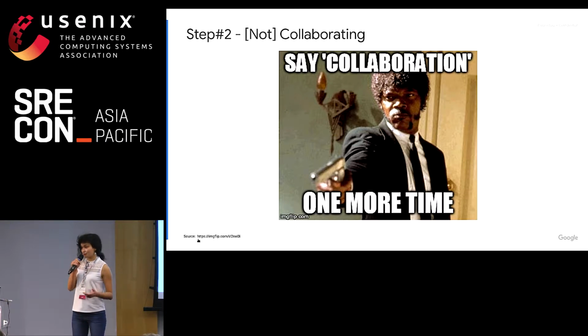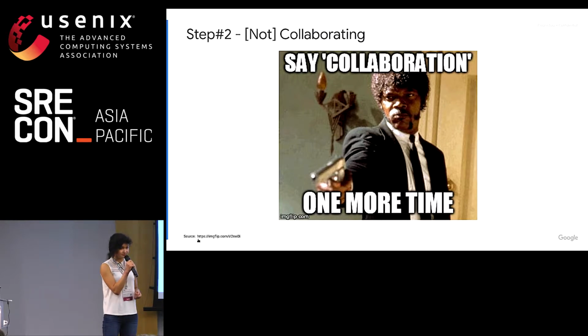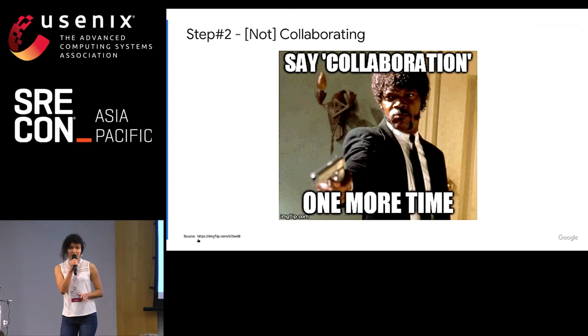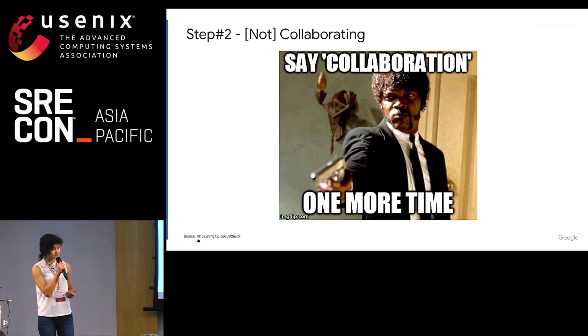Question to SREs in the room. Do you know what priorities your developer team has for this quarter? And are you sure that your developers know about your priorities for this quarter? If the answer is no to any of those questions, chances are there is a problem. So what we can do as SREs to fix and prevent that?